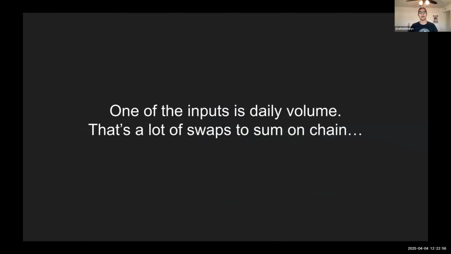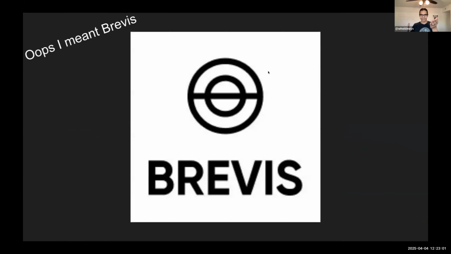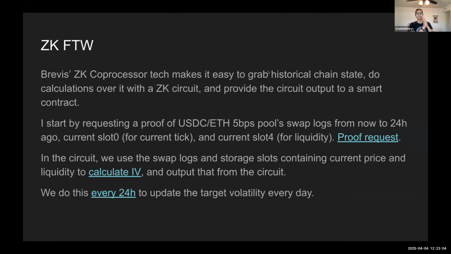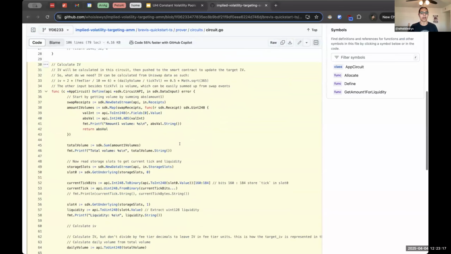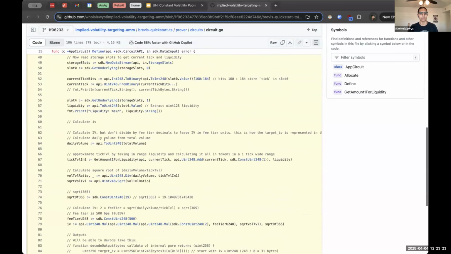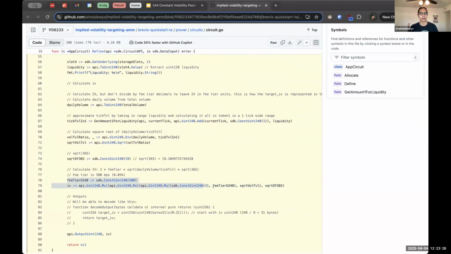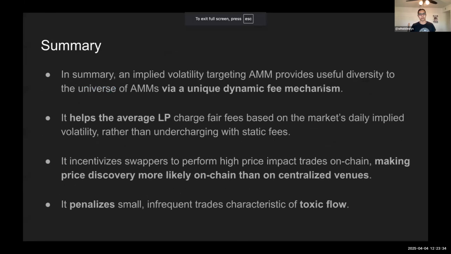So how we do this, it's really hard to do this strictly on-chain. So we use Brevis, whose tech makes it really easy to grab historical on-chain state, do calculations over it in a ZK circuit, and then provide that verified output to a smart contract. So that's exactly what we do. We request swap logs from now to 24 hours ago. We have this circuit in Go, which takes all of these inputs, the swap logs, as well as some storage slots, and runs the IV calculation, and then outputs that to our contract. And we consume that in our smart contract and use it to update the target volatility.